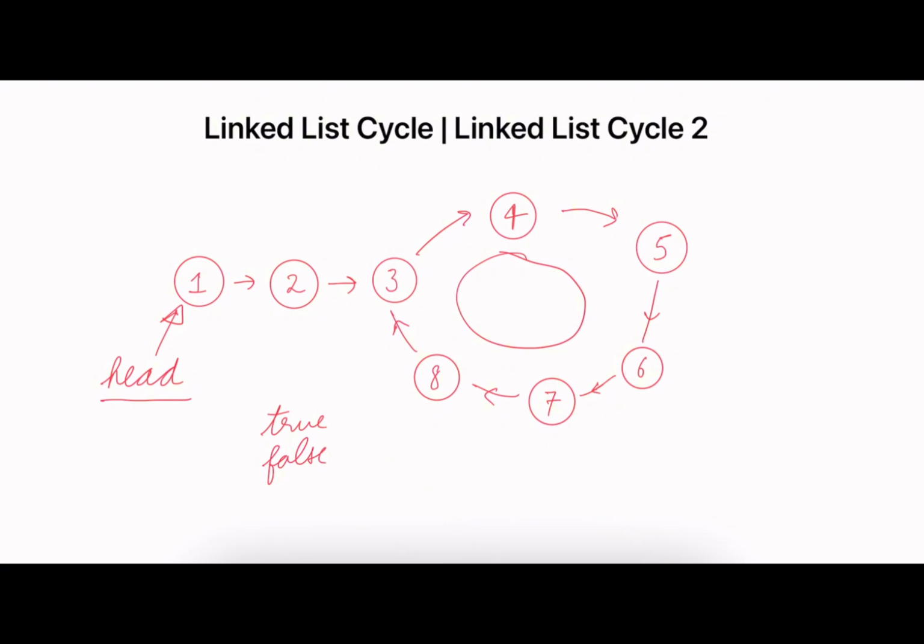And for our second problem, we have to return the node where the cycle of the linked list is starting, as we are traversing from the head pointer. So as we traverse from the head pointer, as you can see at node 3 we enter this cycle. So we have to return this node 3, and that would be our answer. To understand this, let's have a look at the next diagram.